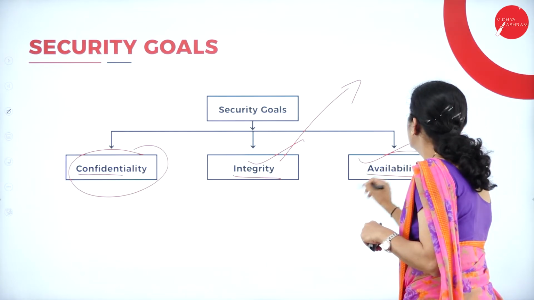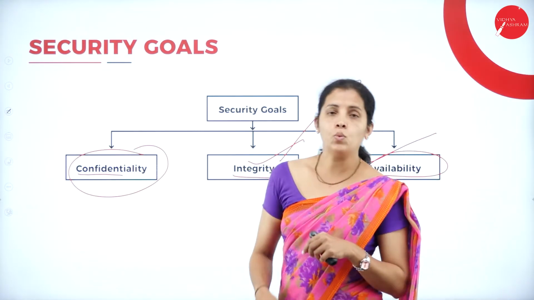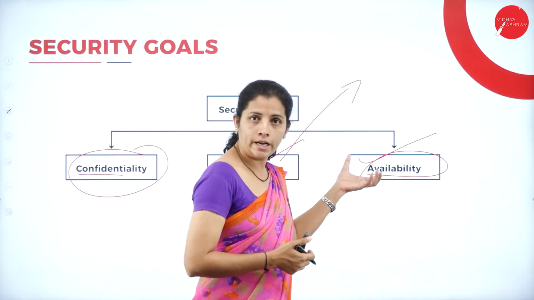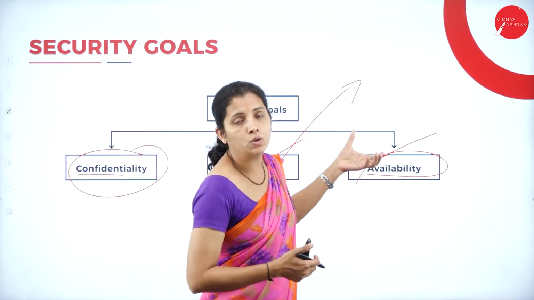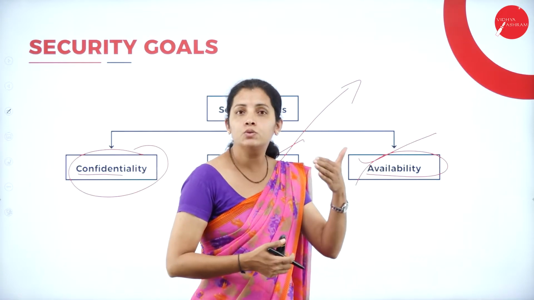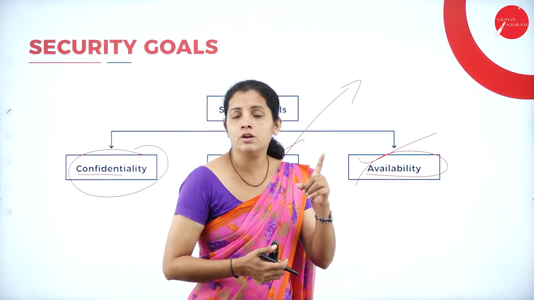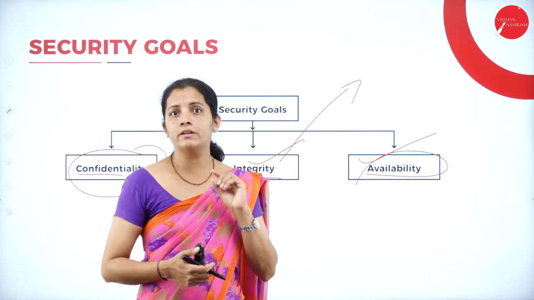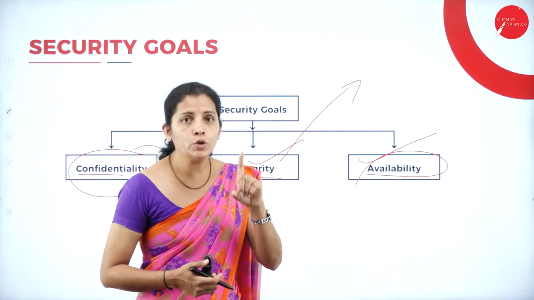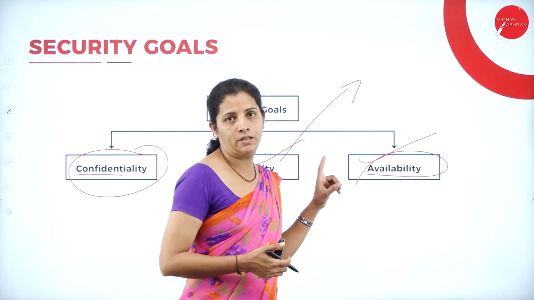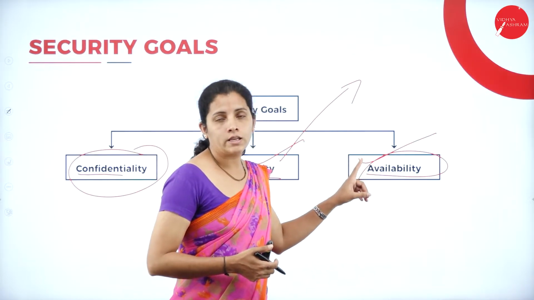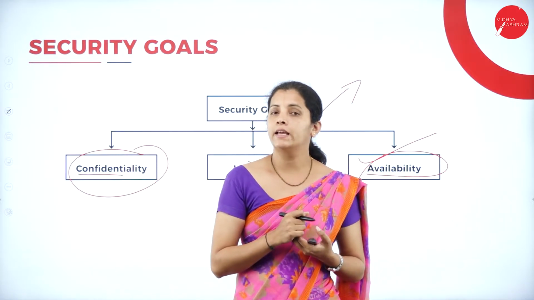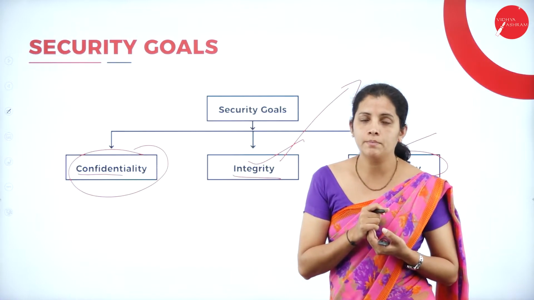Then once again I'm going to have the availability. So what is the meaning of availability? That means make the data or resource available to the user. When I'm going to say it is user, make sure that only the authorized user. That means whatever the data or whatever the network resource we are going to have, that must be kept available to the authorized user.